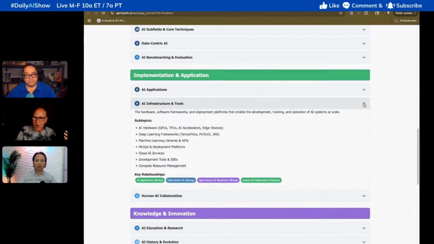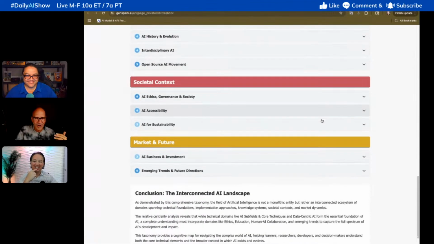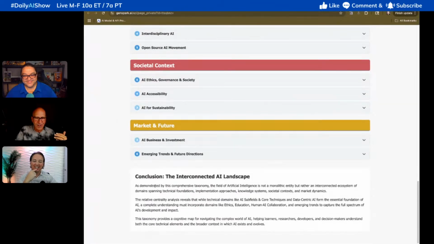Okay, so I hope you've taken notes because there's going to be a quiz at the end of this, but I wanted to just give you that picture of it and arrive at a conclusion. And it basically says, hey, AI is not a monolithic entity. It's an interconnected ecosystem of domains spanning technical foundations, implementation approaches, knowledge systems, societal context, and market dynamics.